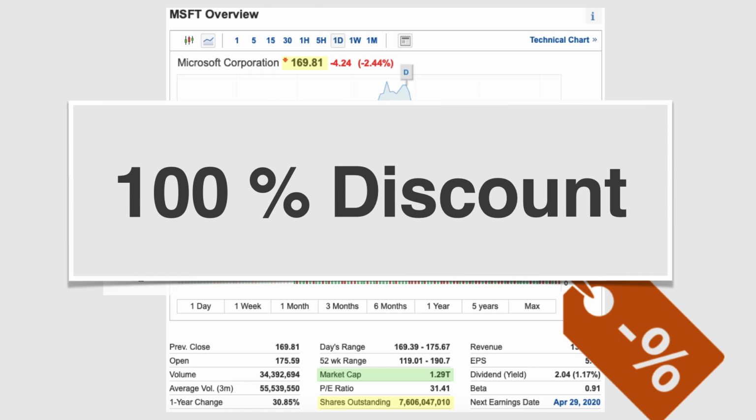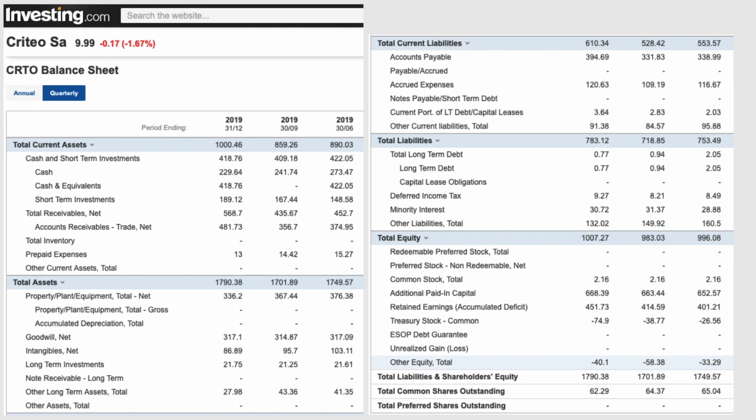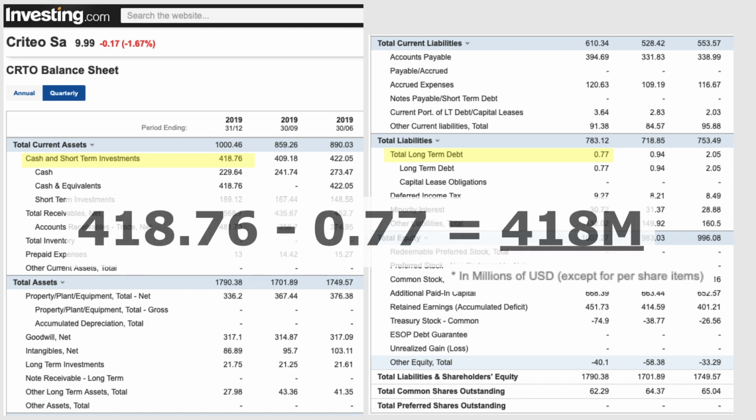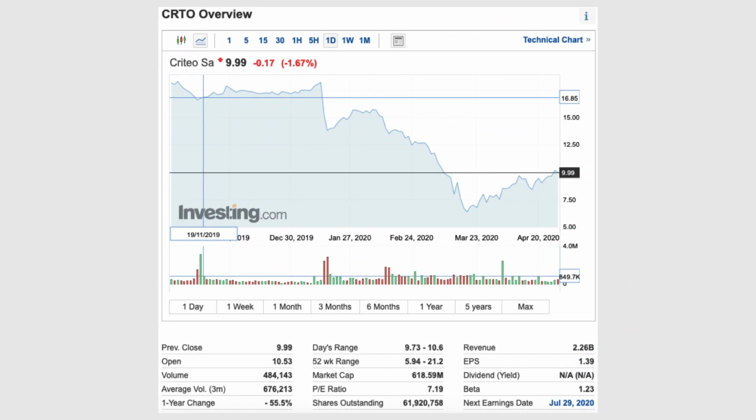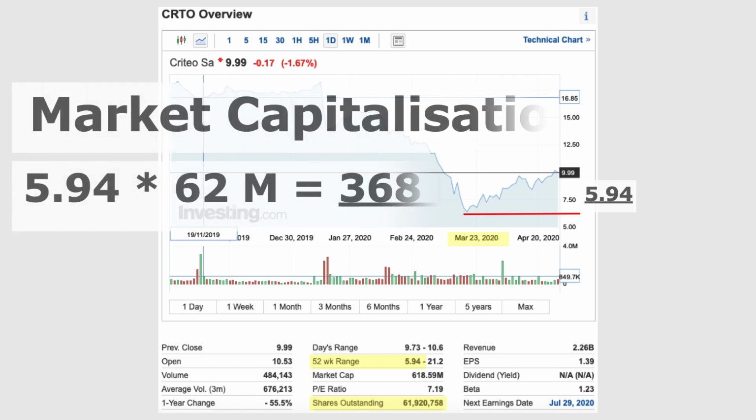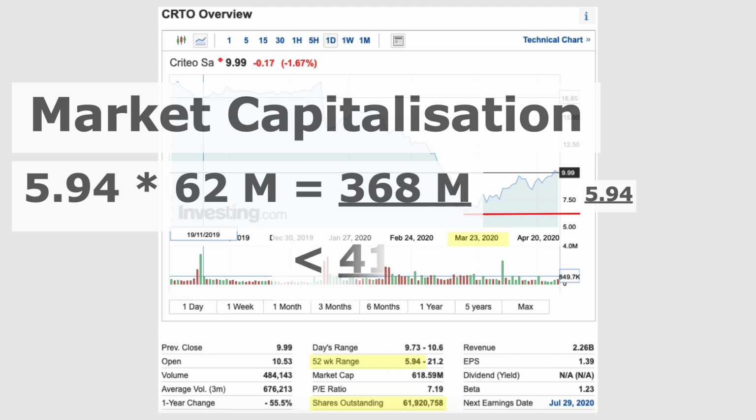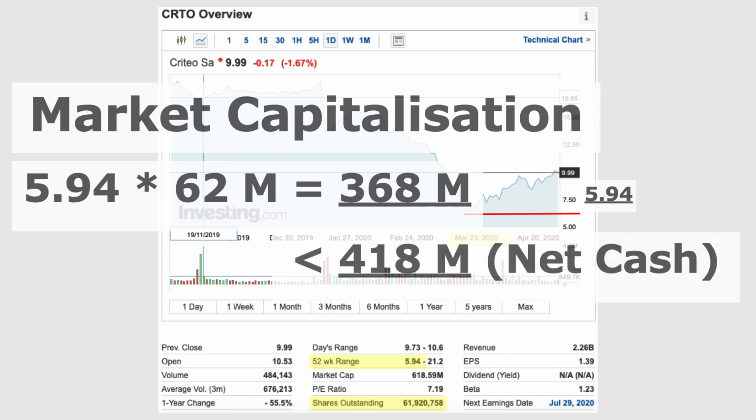Let us give you a real-life example as promised at the start of the video. This is Crypto, an advertising platform. Its cash and short-term liquid investment stands at 418 million, and it has negligible long-term debts. With this, we are able to derive a net cash value of 418 million. Now, take a look at its 52-week low price on 23rd March 2020. It stands at $5.94. If we were to multiply this by 62 million shares outstanding, we will get a market cap of 368 million. At this point, its market cap is actually lower than its net cash position of 480 million. This makes the stock essentially free with an excess of $50 million.